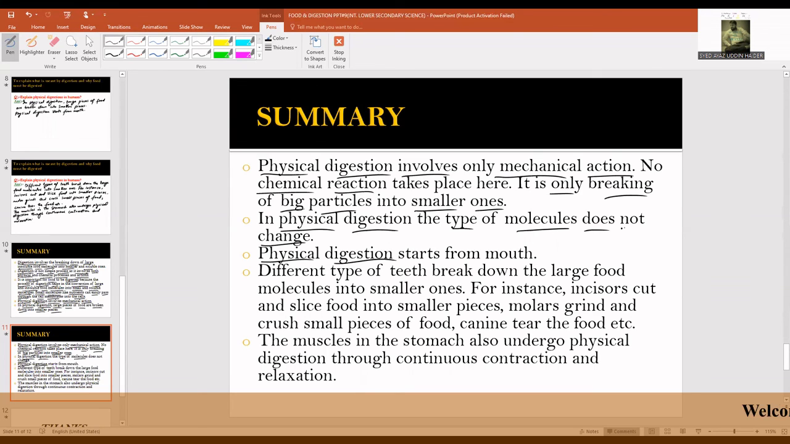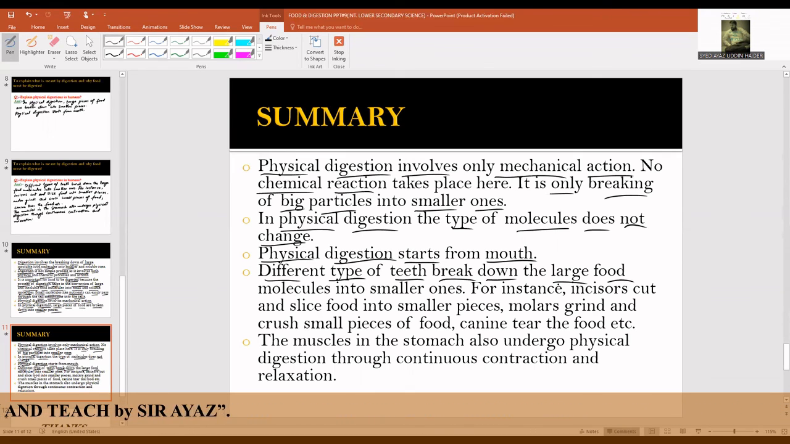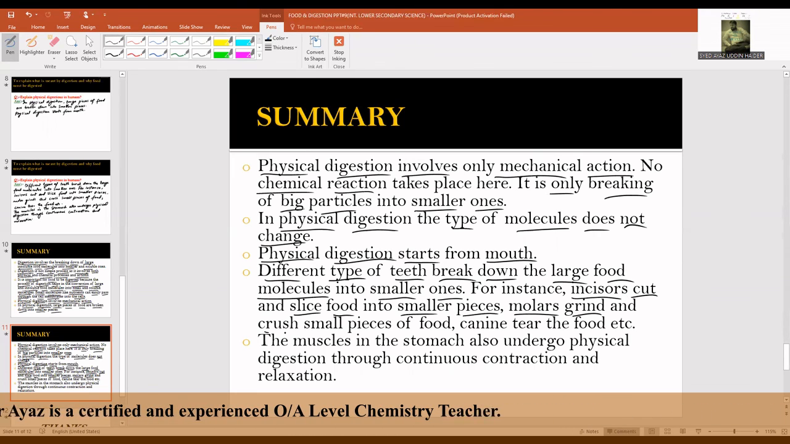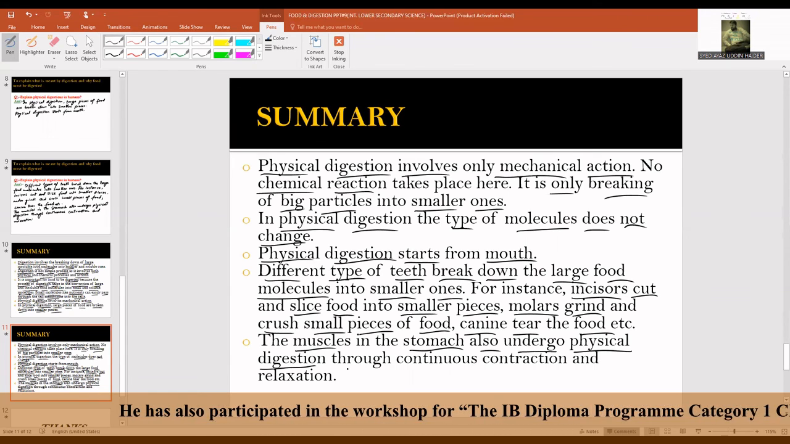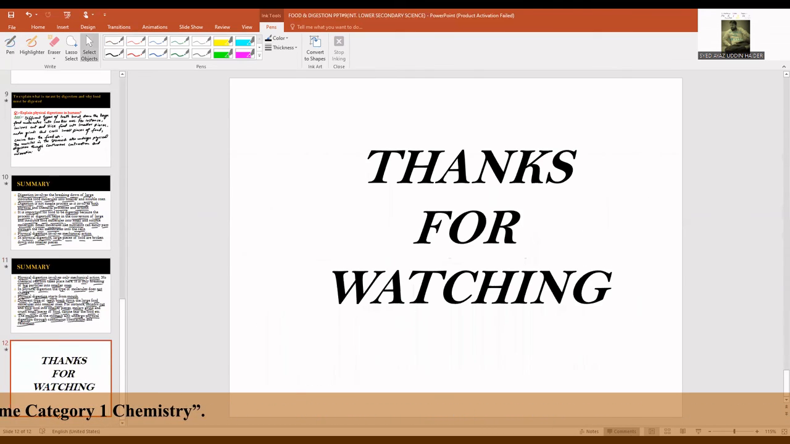Physical digestion starts from mouth. Different types of teeth break down the large food molecules into smaller ones. For instance, incisors cut and slice food into smaller pieces. Molars grind and crush small pieces of food. Canine tear the food, etc. The muscles in the stomach also undergo physical digestion through continuous contraction and relaxation.